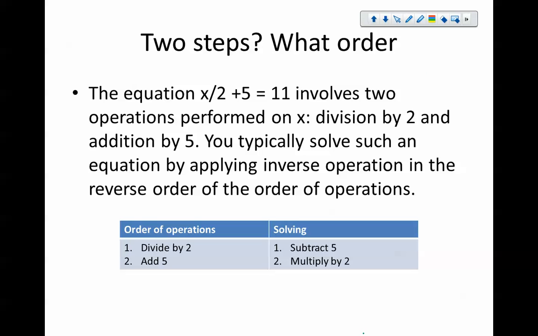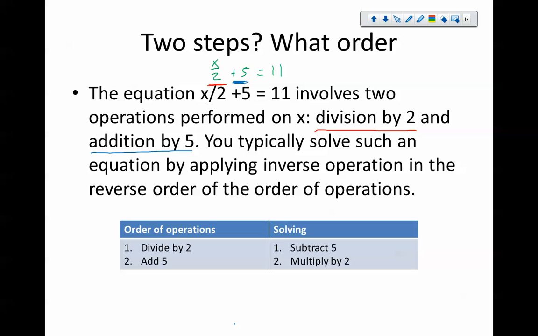So let's take this example here real quick first. This x over 2 plus 5 equals 11. Notice that involves two operations being performed on x. There's the division by 2, right? So this division by 2 is what's happening right there. And then there's also the addition by 5, which is happening right there.